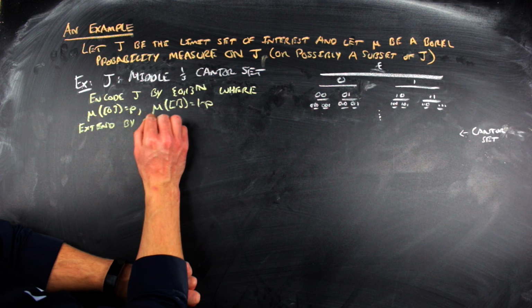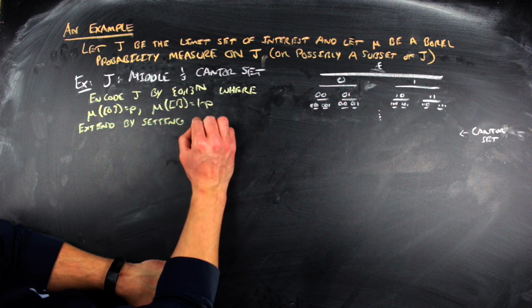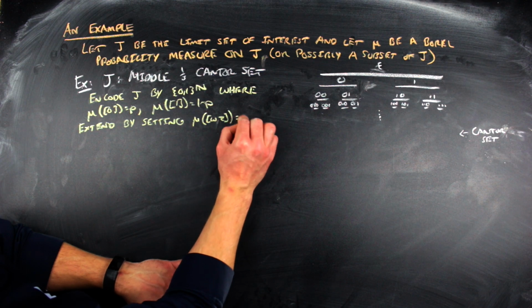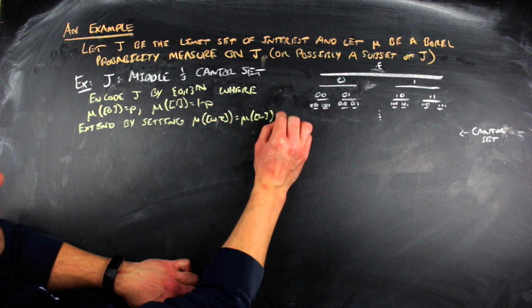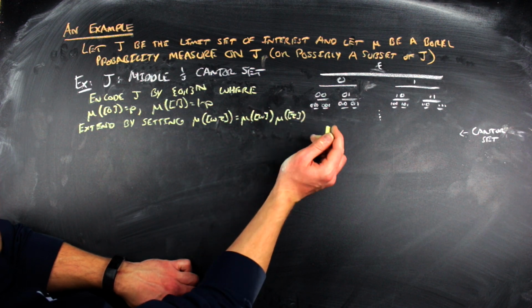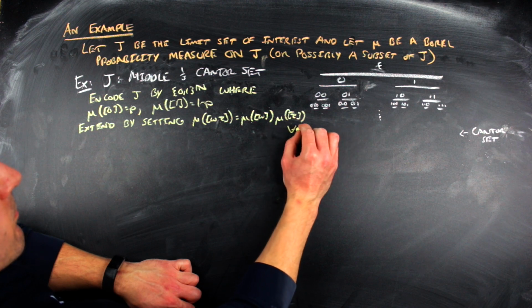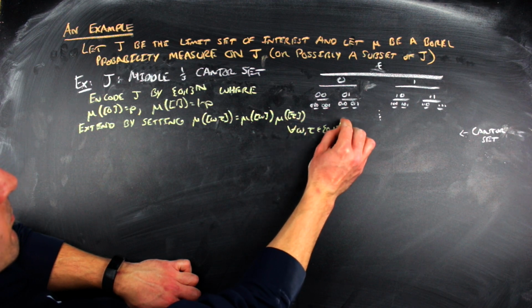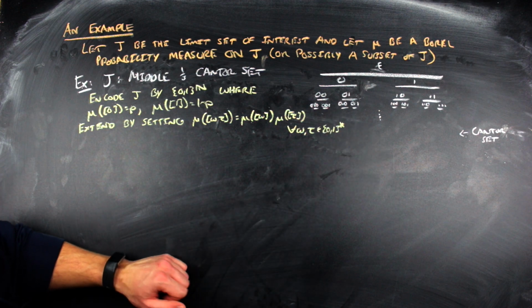The measure where the sequence starts with 1 is going to be 1 minus p. And then we extend that measure by setting the measure of a finite sequence of symbols at the beginning equal to the measure of the first finite sequence of symbols times the measure of the second, for every pair of finite strings of symbols of zeros and ones.